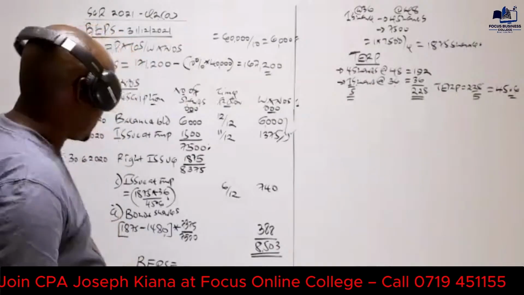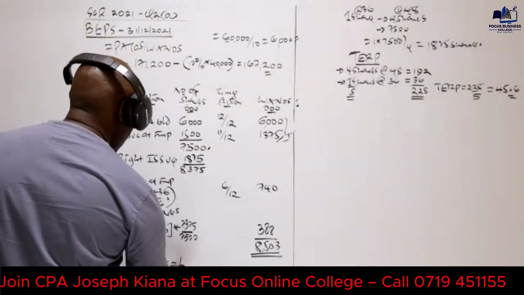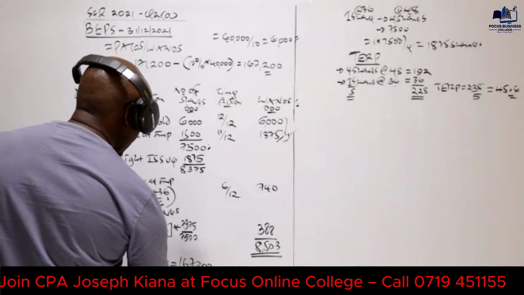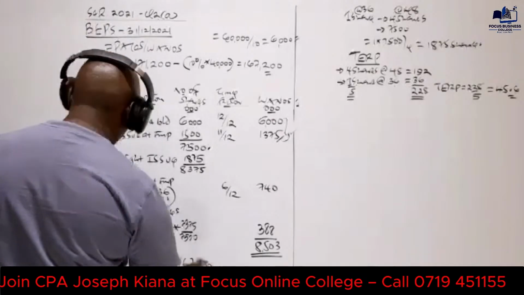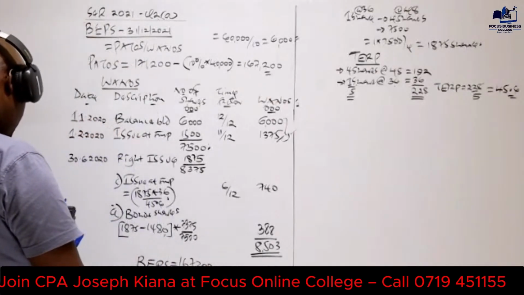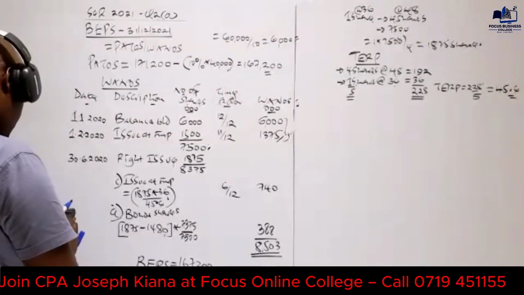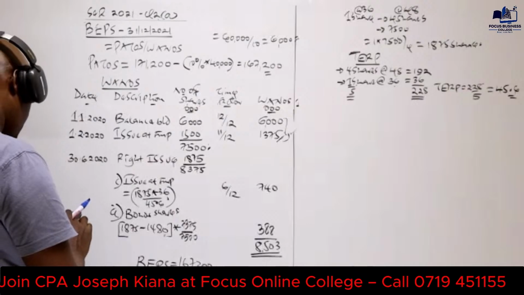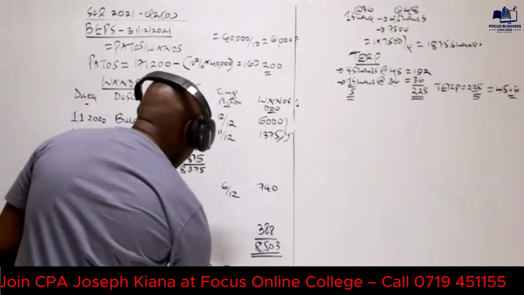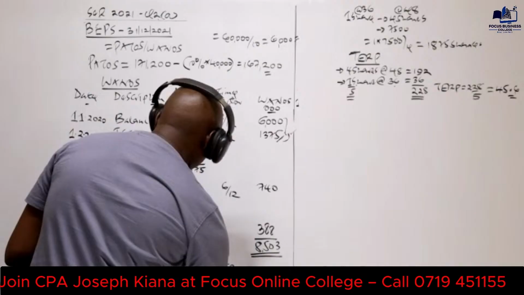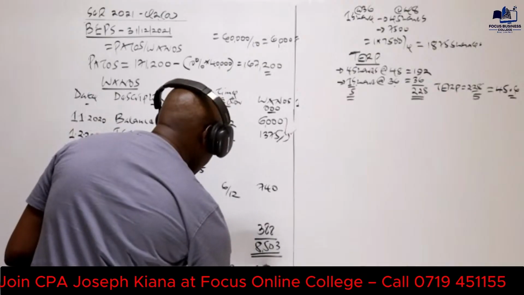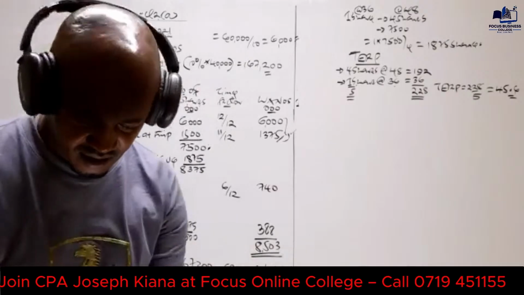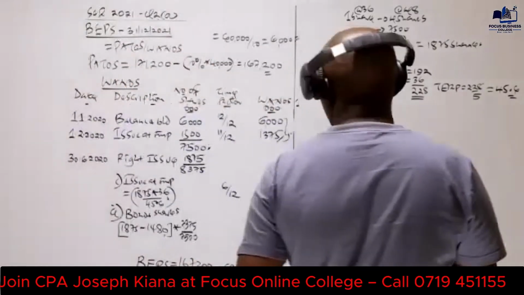Okay. So the profit is 167,200 divided by 8,503. So this will give us what? Shillings 19.66 per what? Per share. Yes. So I think that is it. That's what we required there.